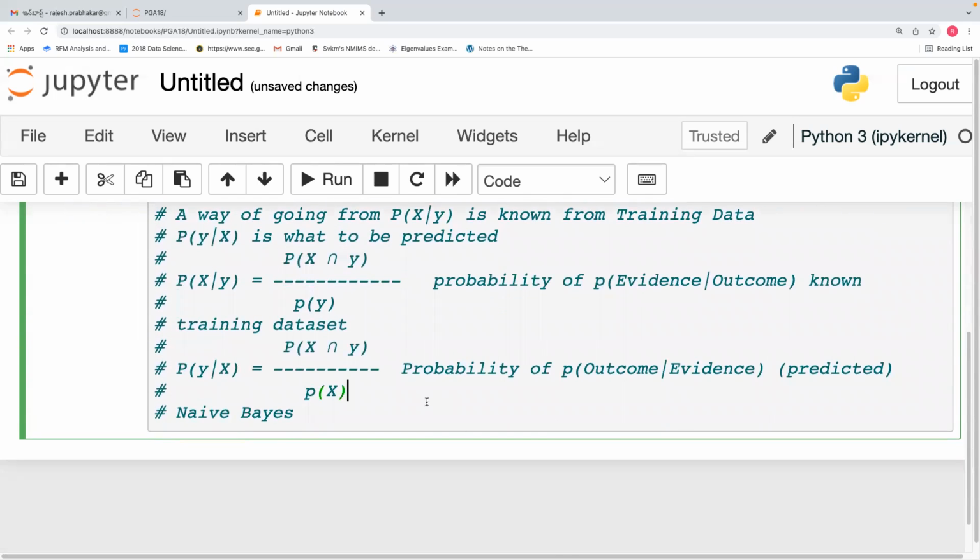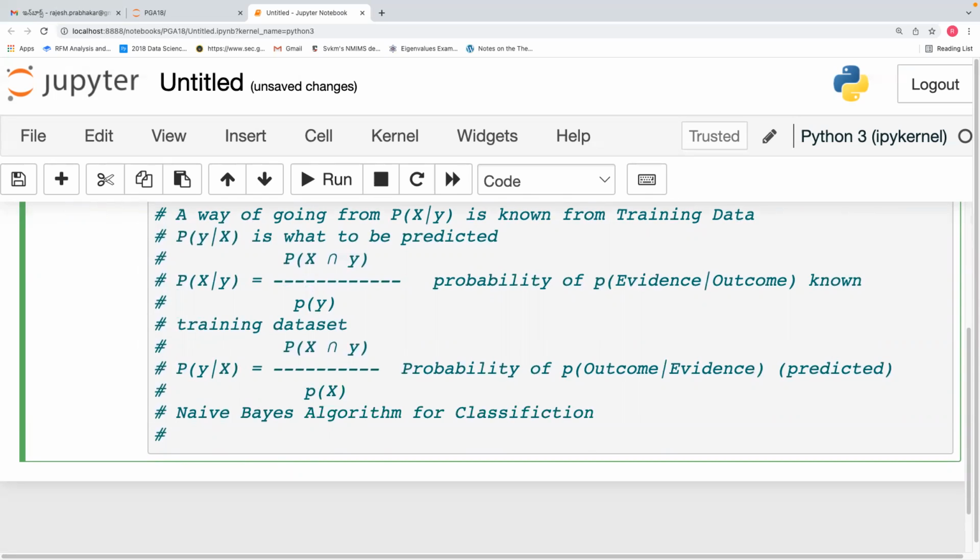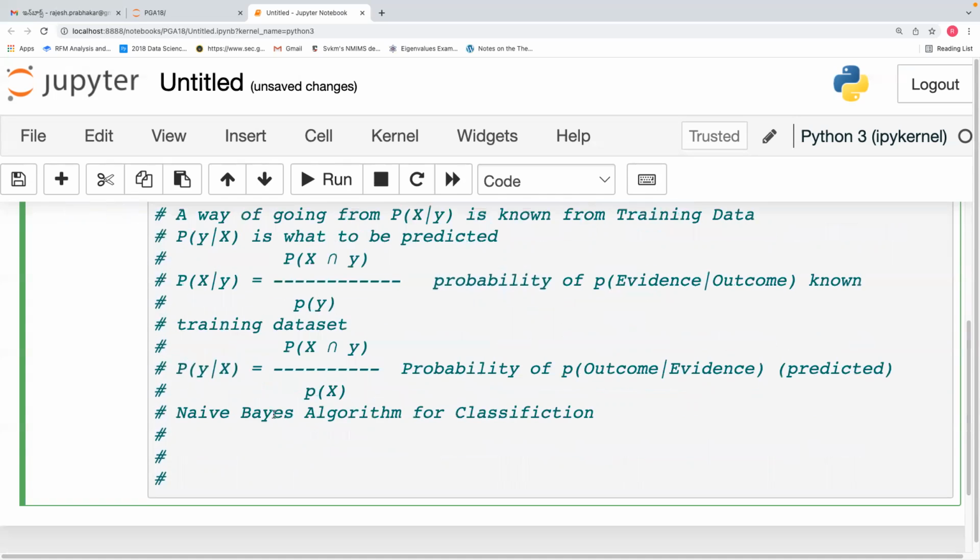The naive Bayes algorithm for classification, first we look at the simplistic form. Probability of Y given X. This is what we need to predict. We will predict it using this formula: probability of X given Y multiplied by probability of Y divided by probability of X.